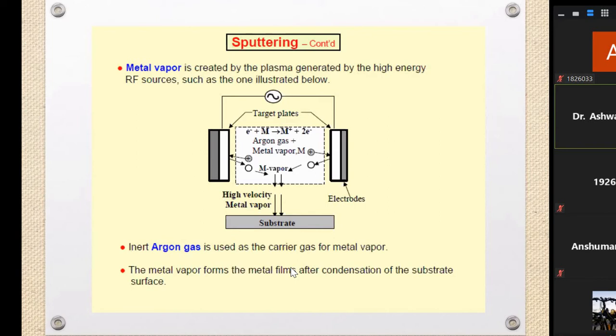And then the metal vapor is deposited on the surface of the substrate after condensation. So in this method, there are argon gases containing the metal ions, and the ions bombard the target plates. After that, it is converted into metal vapor. The metal vapor gets deposited on the substrate surface after condensation. In this way, we get film deposition of the metals on a surface. Here the inert gas is argon gas.